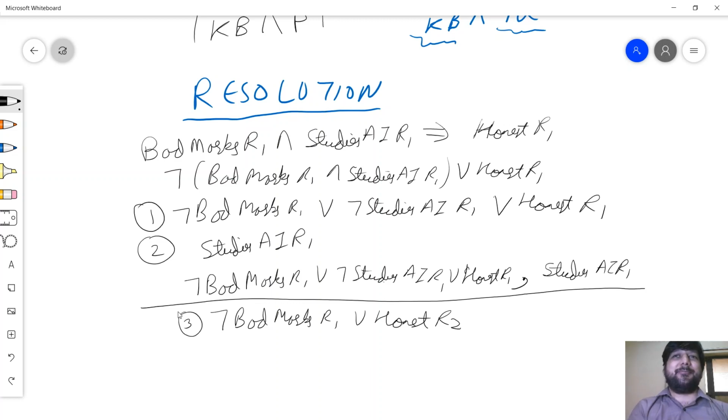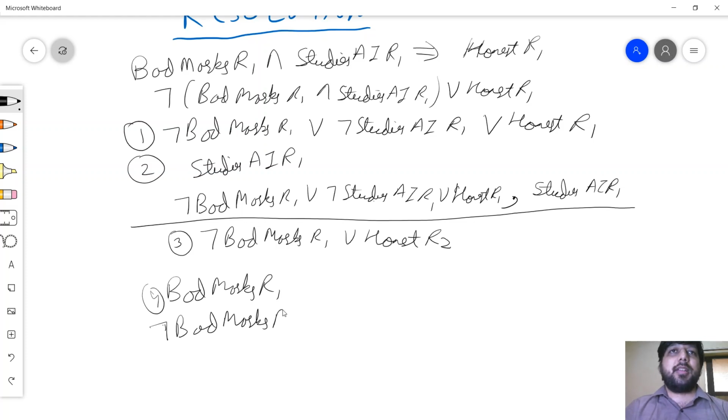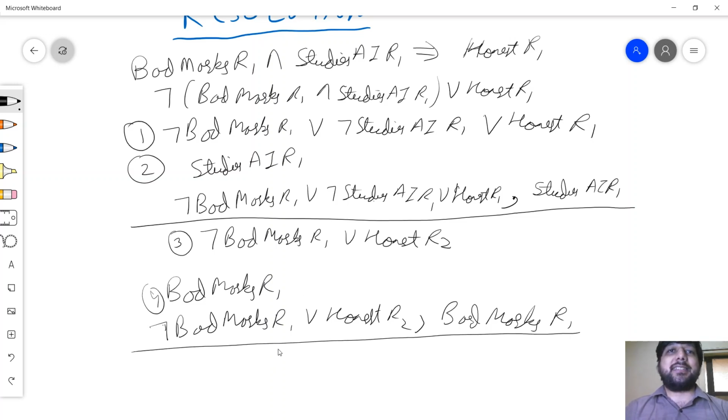Let's do it once more. I also know that bad marks R1. So let's resolve 3 and 4. I have not bad marks R1 or honest R1, and bad marks R1. The negatives cut, so I resolve honest R1. I've got new information.